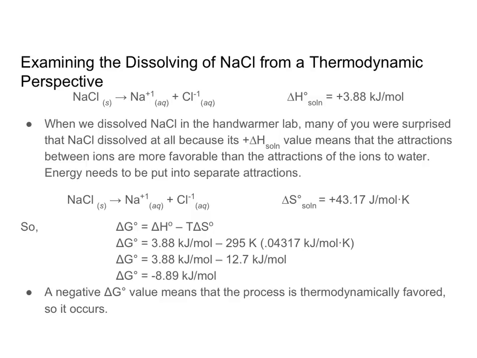So when I plug those values into the Gibbs free energy calculation, I get a value of negative 8.89 kilojoules per mole. I just randomly picked 295 K, because it's around room temperature. So the issue is that the negative delta G value tells me that the process is thermodynamically favored, even though it would appear that it probably shouldn't be, simply based on the enthalpy value. Do you follow that?